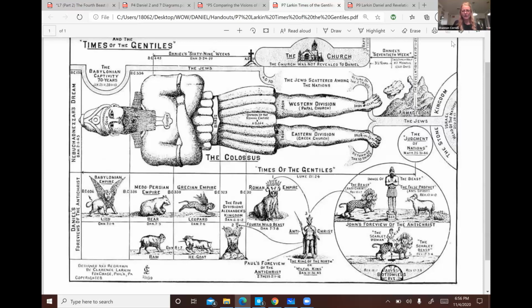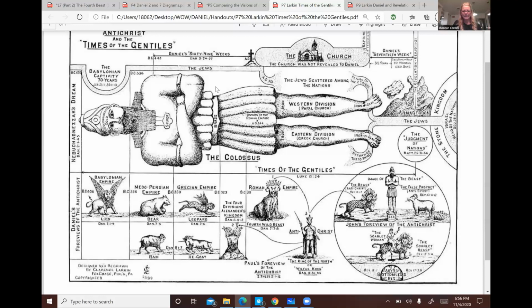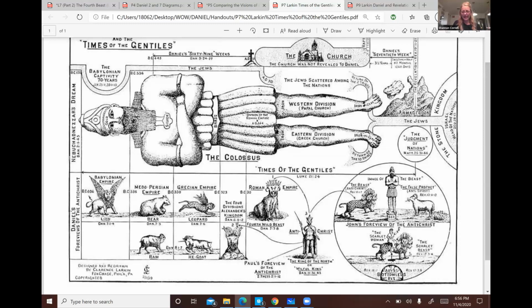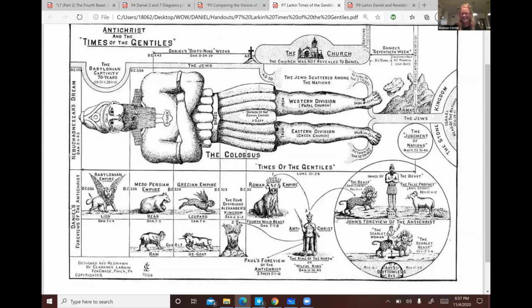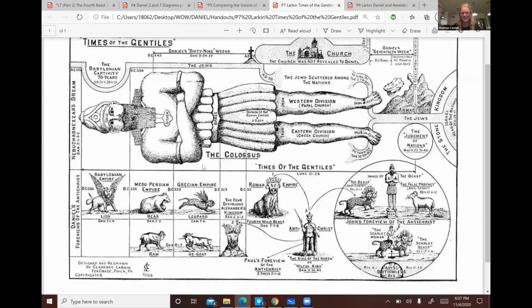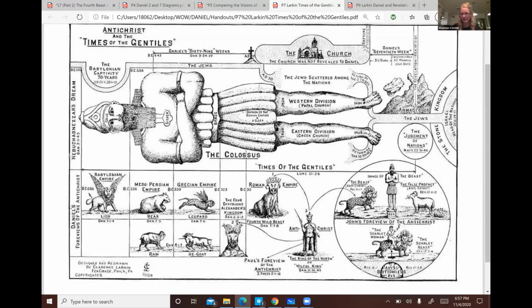This is a drawing by Clarence Larkin. And he takes not only Nebuchadnezzar's statue in Daniel 2 and the four beasts of Daniel 7 that we've been talking about, but he layers that over the ram and he-goat of Daniel 8. And in addition to that, he compares this to the beasts of Revelation. So on this very detailed chart, you've got Daniel 2, you've got Daniel 7, but also you have the relationship between this fourth beast and the two beasts of Revelation. So there's going to be a beast from the sea and there's going to be a scarlet beast.